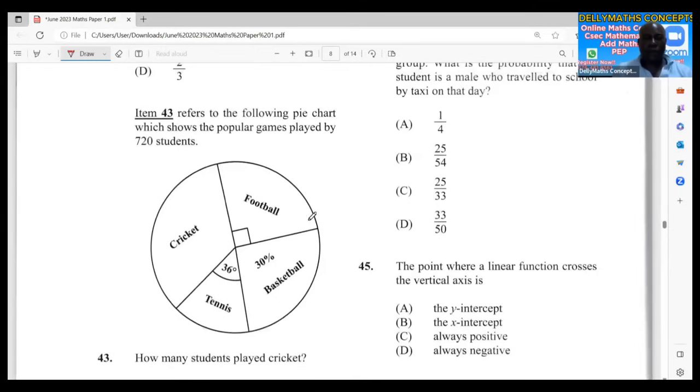Now, quickly looking at 43, it refers to the pie chart with 720 students. How many students played cricket? In order to do that, we need to know what this angle is. We have a lot of degrees. This is 90 degrees here already, 36, 30%. I want to know what's the degrees. But we have 36, we have a 30%. I need to change that to degrees.